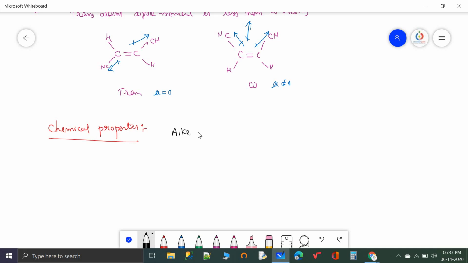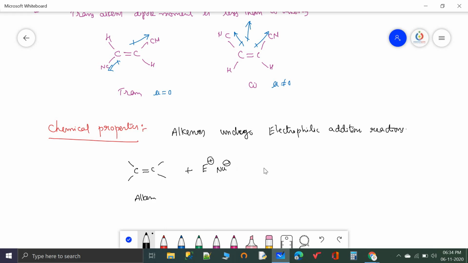Alkenes undergo electrophilic addition reactions. So we have already discussed this electrophilic addition reaction. That's why I am not discussing much. I will just give some examples. So you take the alkene, electrophile and nucleophile. This is a reagent.